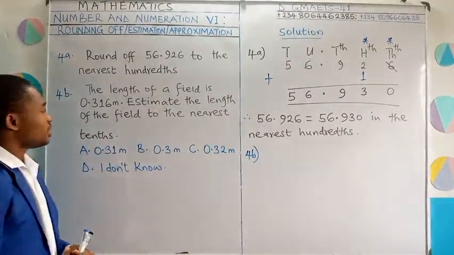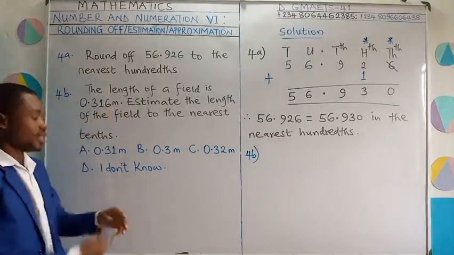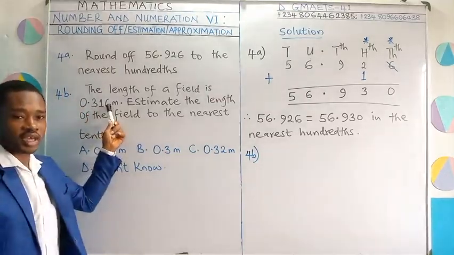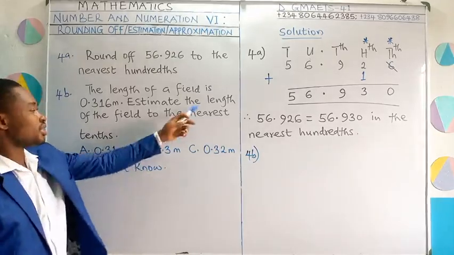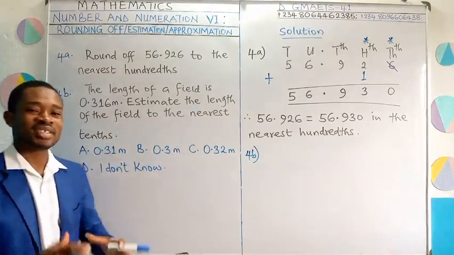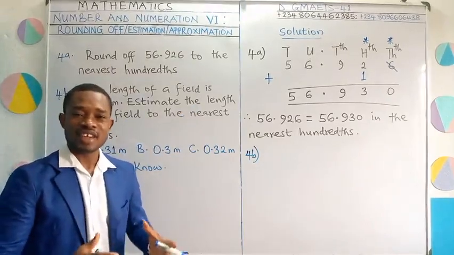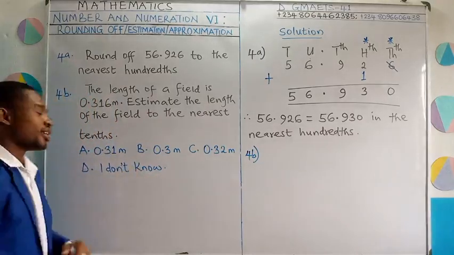Interesting one, right? The length of a field is 0.316 m. This m represents meters. Is that okay? 0.316 meters. Estimate the length of the field to the nearest tenths. Now we have options here. Option D says, I don't know.